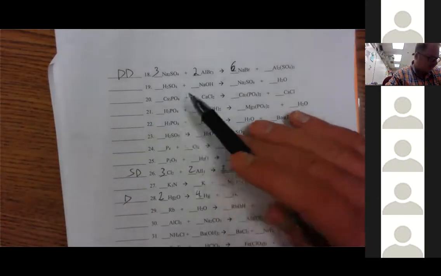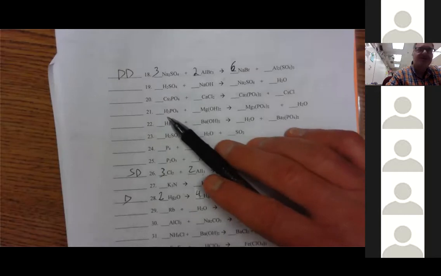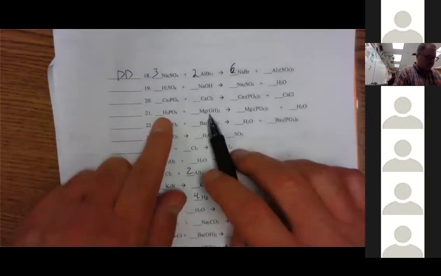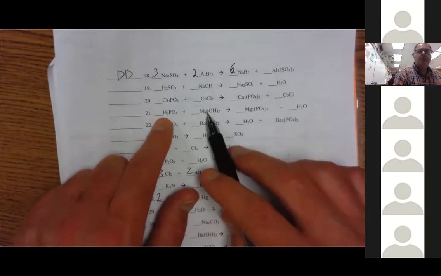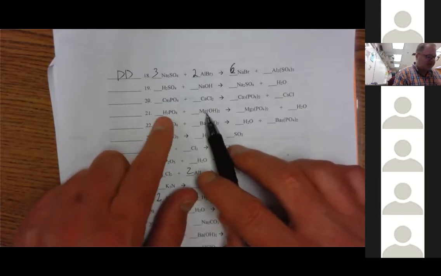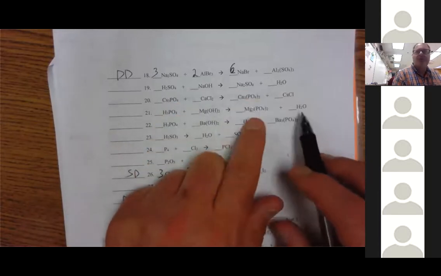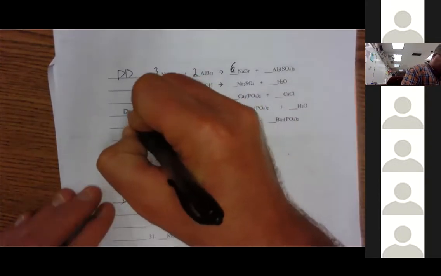First off, Ruth, can you tell us what kind of reaction this is? Number 21. We have a compound yielding a compound. Yeah, what kind of reaction is this? Compound yields a compound. There's only one that does that. Double displacement. Very good, double displacement.